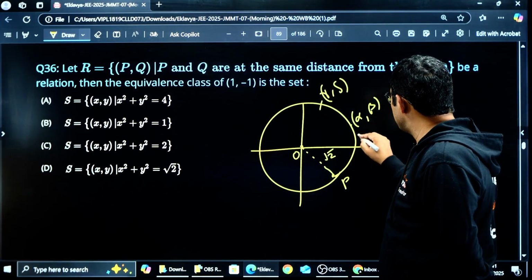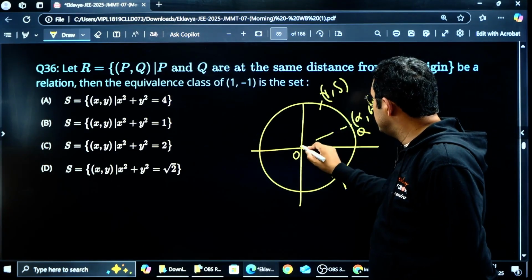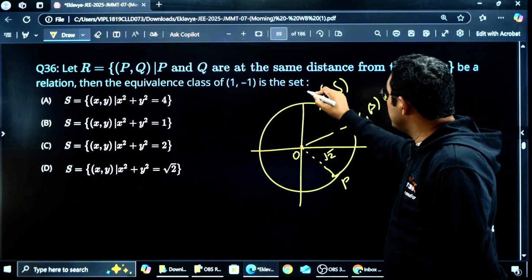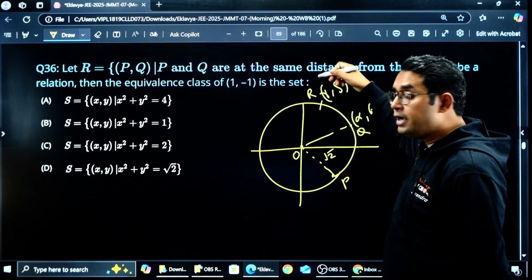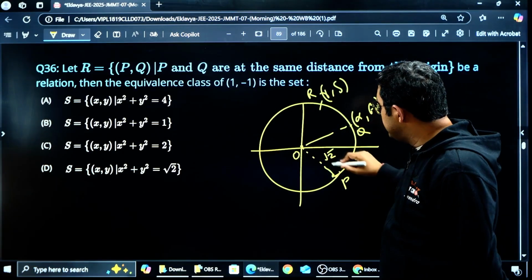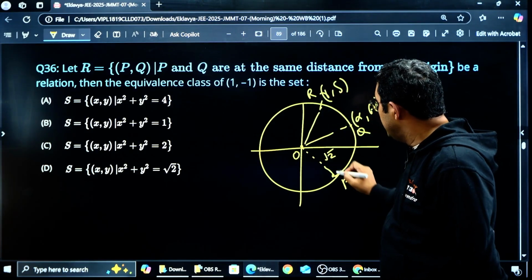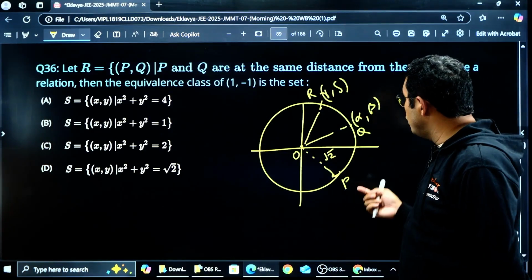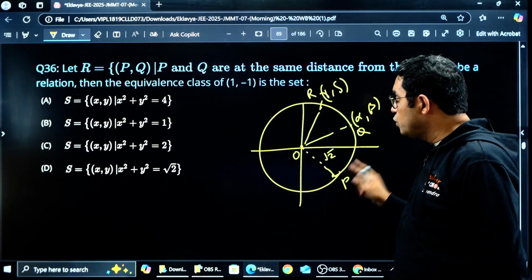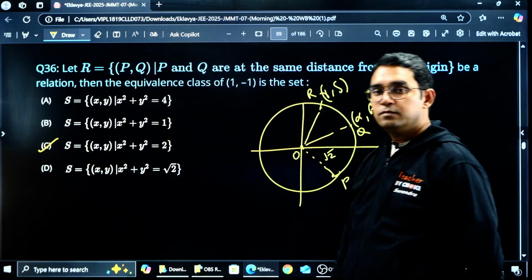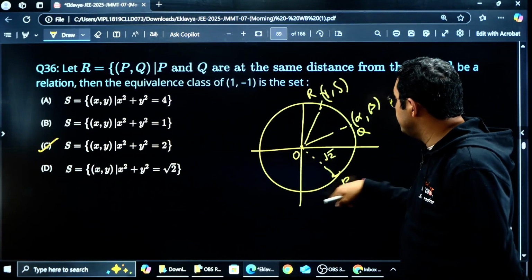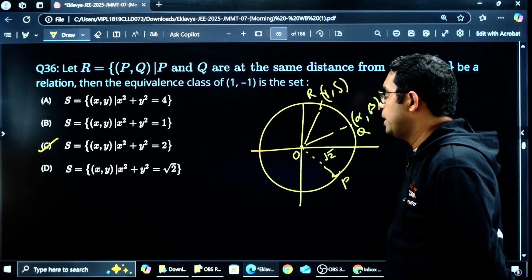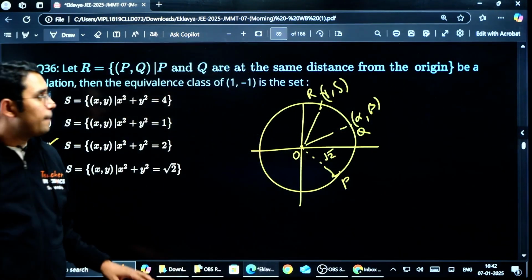Now if this is P and this is Q, then QP is also connected. So this relation will be symmetric. Now if P is related to Q, and Q is related to R, then P will be related to R also, because if these two are having same distance from origin and these two are having same distance from origin, then this R and P will also have same distance from origin. So that means it will be transitive also. So all the points lying on this circle whose radius is root 2, will be having equivalent relation with all the points here. So equivalent class is given by this x square plus y square is equal to 2. Okay, moving to the next question.